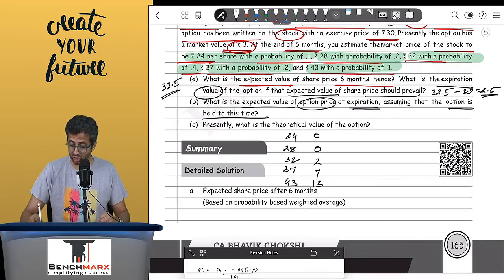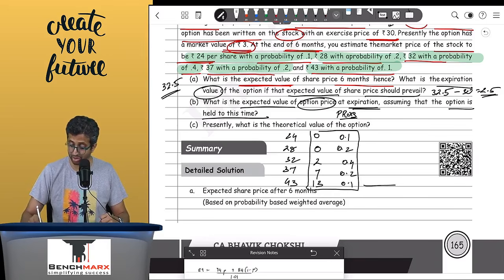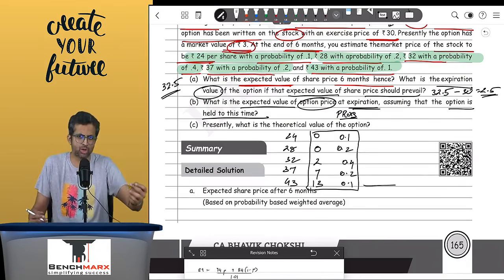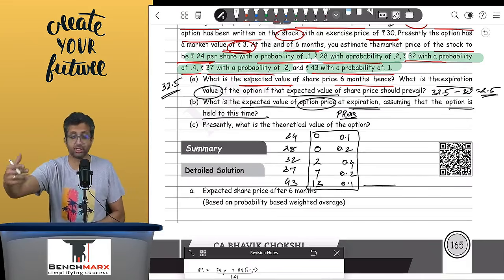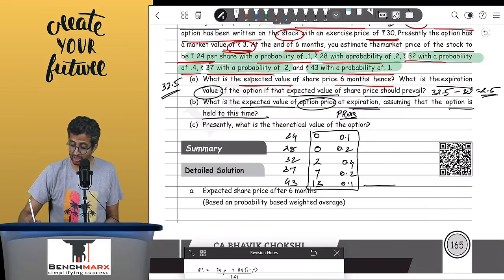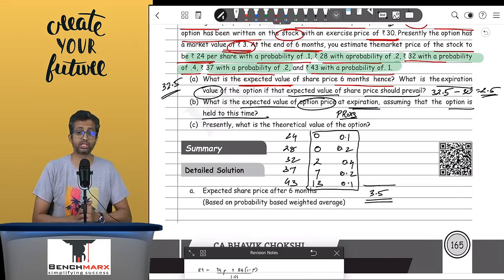But what are the chances of each of these events happening? Well, the probabilities, if you go to see, are 0.1, 0.2, 0.4, 0.2 and 0.1. So I will take the probability based weighted average of these option values. I say that this product is giving me 5 possible payoffs after 6 months. Each of these payoffs have different probabilities, which if I take the probability based weighted average, if you do the workings, this will come to 3.5.